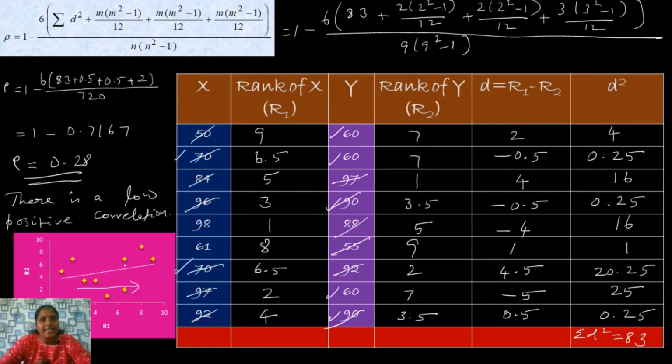Hope you got a clear idea about how to calculate Spearman's rank correlation coefficient when equal ranks are given.